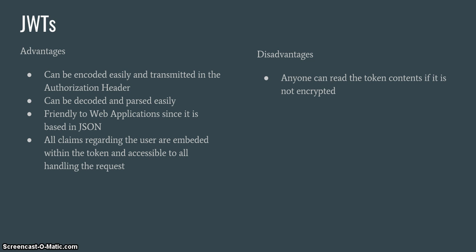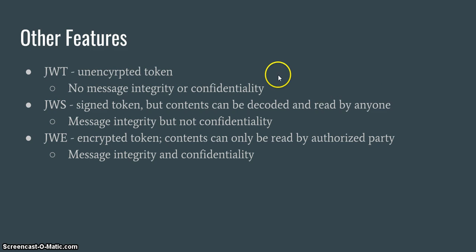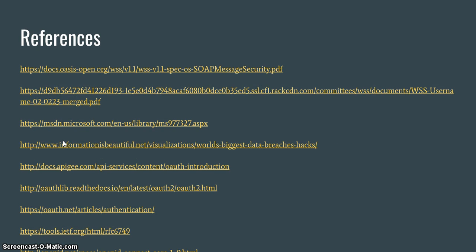It's very web application friendly because it's based in JSON, and all the claims are present. The disadvantage is that it's not encrypted, so anyone can read the content, but there is a way to encrypt the content. So JWT is unencrypted. There's no message integrity. JWS is signed, and it can be decoded and read by anyone. So that's a problem. If you don't want anyone to read it, then you use JWE, which is an encrypted token and encrypted content.